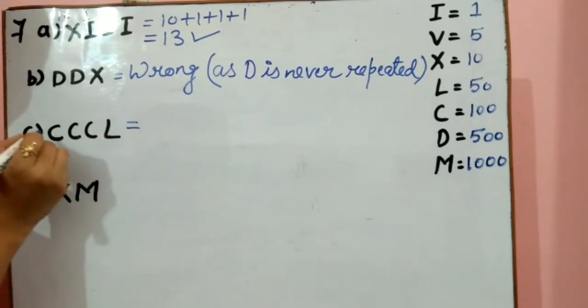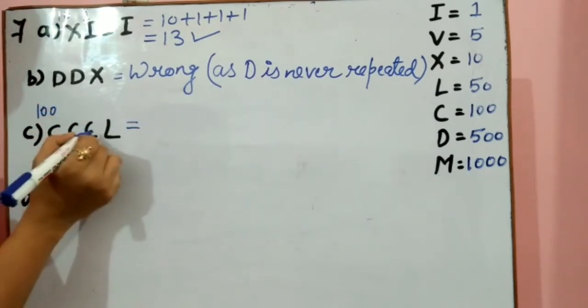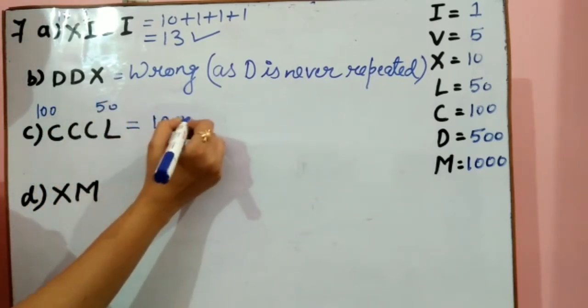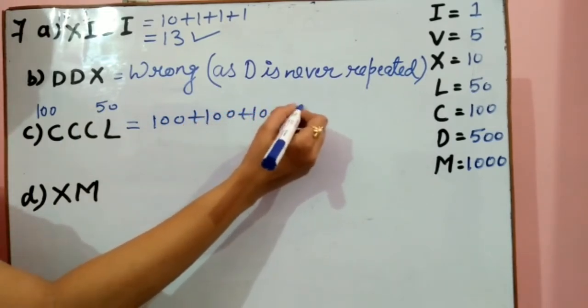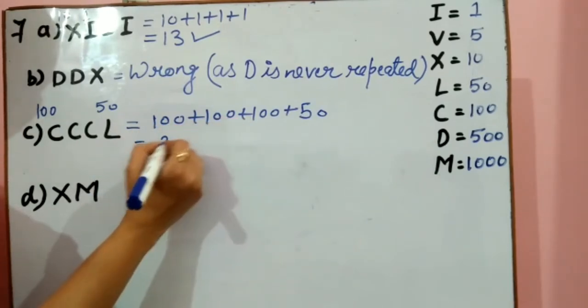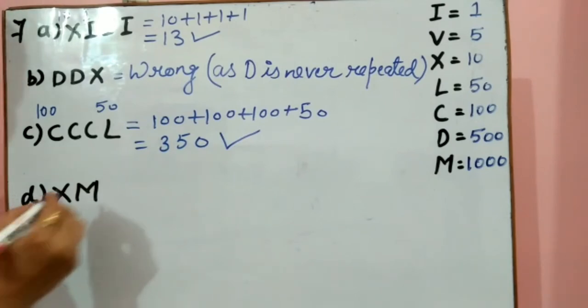C. CCCL. The value of C is 100 and the value of L is 50. 100 plus 100 plus 100 plus 50 is equal to 350. This one is correct.